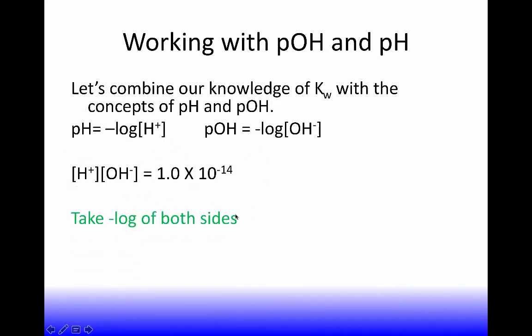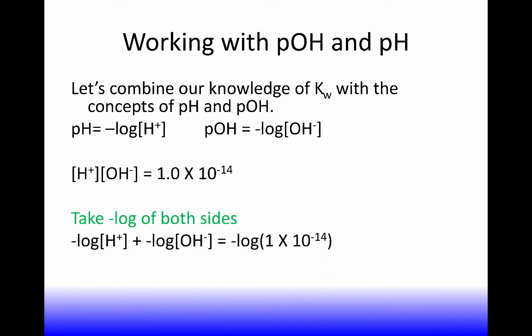Now, those of you who understand logs, let's take the minus log of each side. When we do that, we get minus log of H plus plus minus log of OH minus. Now remember, these two are multiplied, so we add them together. That's what happens when you're taking logs. And then minus log of 10 to the minus 14, and then we just plug and chug and substitute.